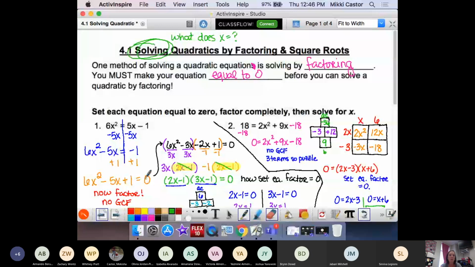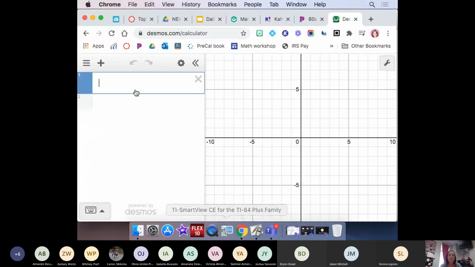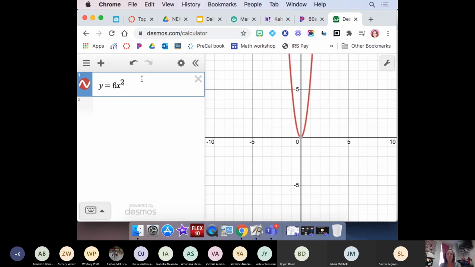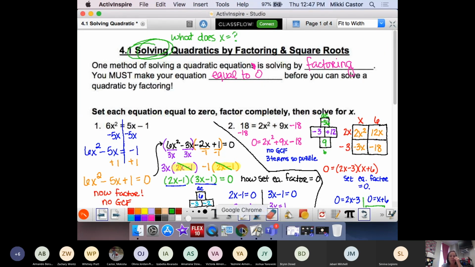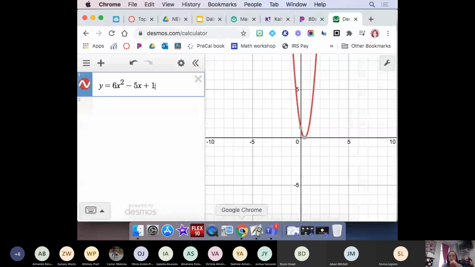So I'm going to come over here and we'll start with our first one once we made it equal to 0. So we have 6x squared minus 5x plus 1. So that's what I'm going to type into Desmos. So y equals 6x, do shift and the number 6 to get your exponent, squared minus 5x plus 1. Again, we're using this to check our solutions.